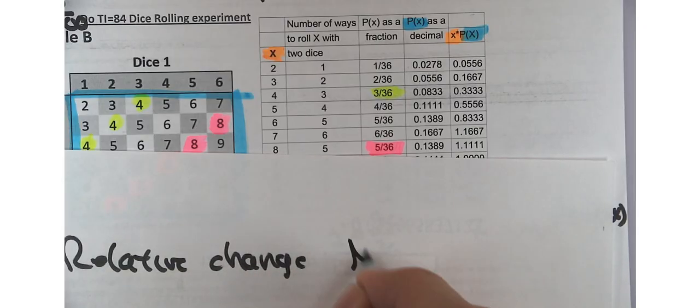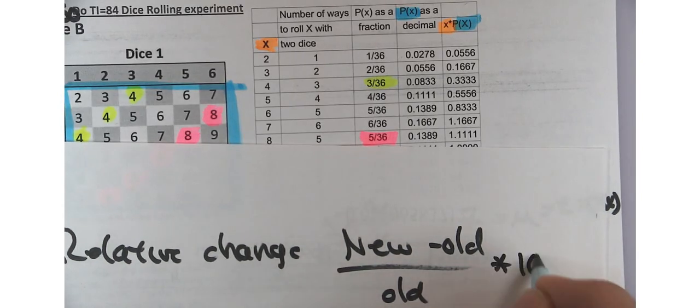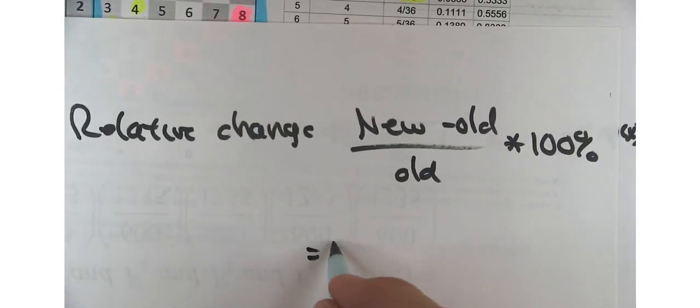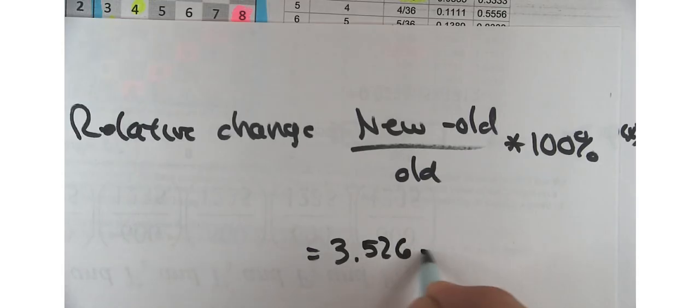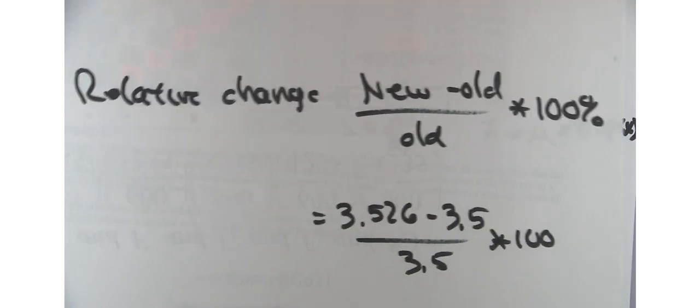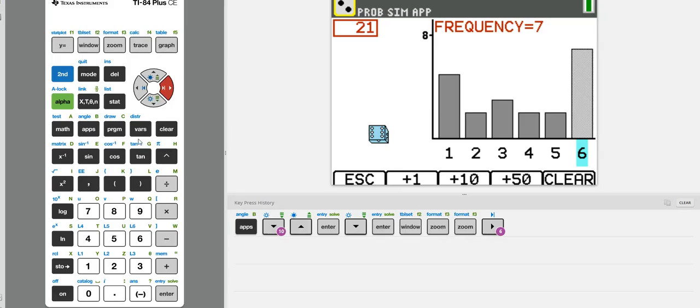Remember, it's going to be the new minus the old divided by the old, and then you can times by 100% if you want to change it to a percent. So for us, that's going to be 3.526 minus 3.5 divided by 3.5, then times 100. This is a good question to expect to be able to do for the quiz, to calculate the relative change. So let's use it to see how good our guess was.